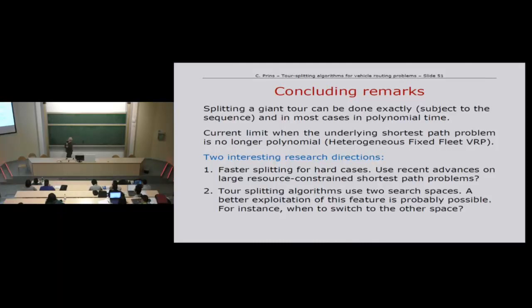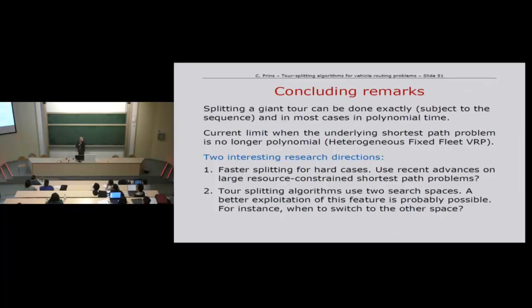The splitting can be done in polynomial time in most cases, but the current limit, to be honest, is when the underlying shortest path problem is no longer polynomial, and that is the case for the heterogeneous fixed fleet split VRP. But anyway, we have at least a pseudo-polynomial complexity algorithm. And there are 2 interesting research directions, if you are young and full of energy, not like me, I am old now. So there is the design of faster splitting algorithms for hard cases.